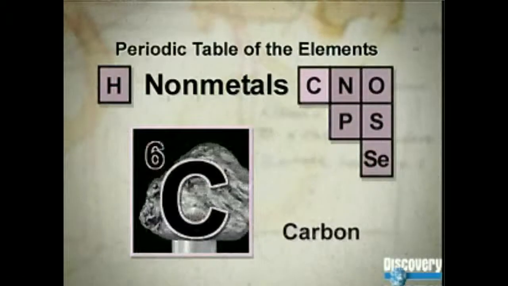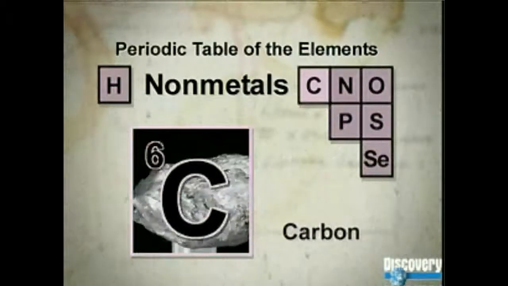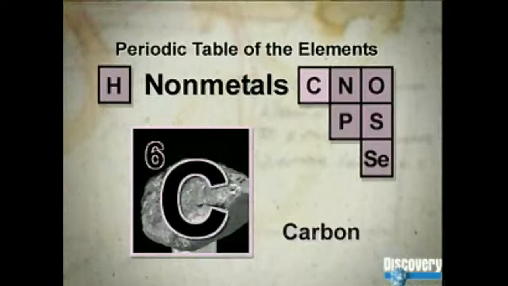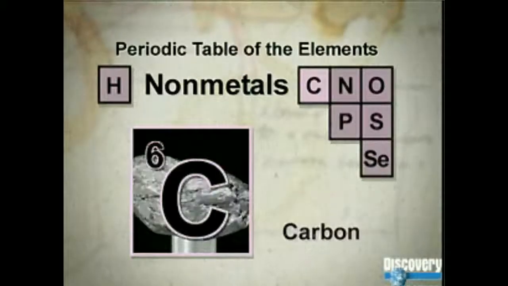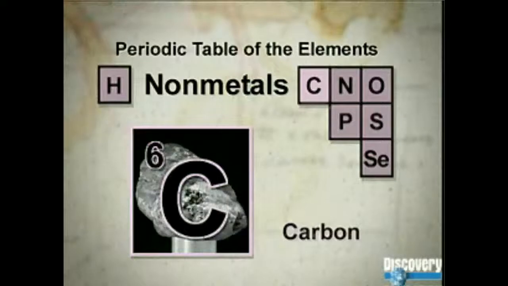Carbon is a solid with several different physical forms, called allotropes. It can appear as a dark, brittle material called graphite, or as diamond, the hardest natural substance known.